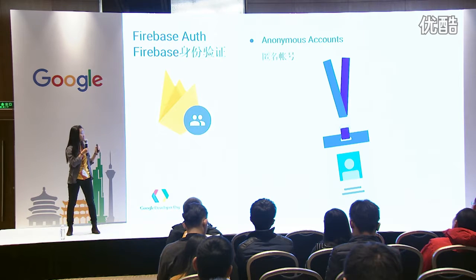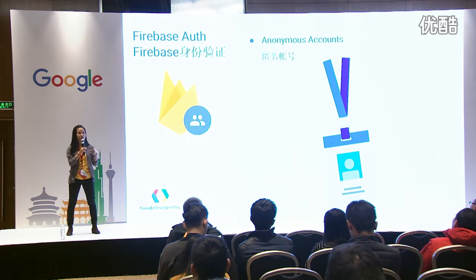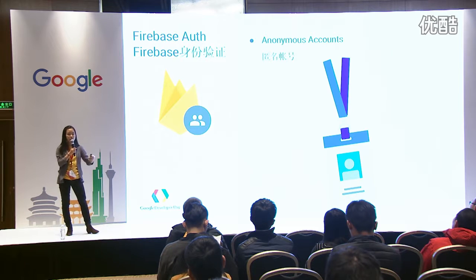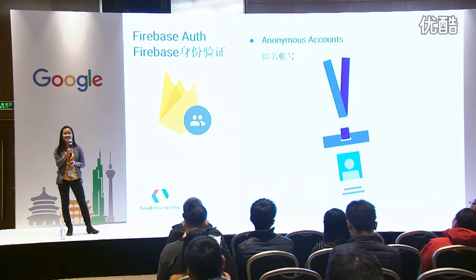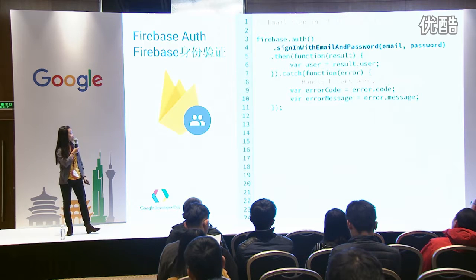With anonymous accounts, even when someone doesn't sign in, you create an account for them right when they are on your webpage. And when they do create a real account, you then link that information and nothing gets lost in the process. So let's see how we do this in code.